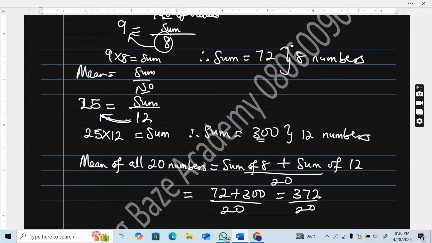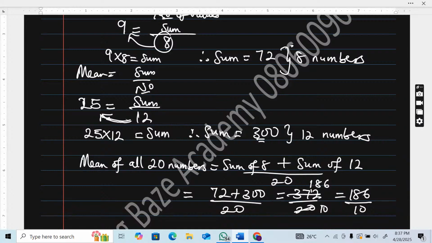2 can divide. 2 goes into 20, that's 10. 2 goes into 372, we have 186. Okay, 2 goes into 3 is 1. When you place the remainder beside 7, we have 17. And 2 times 8 is 16, we have a remainder of 1. Place 1 beside 2, we have 12. 2 goes into 12, that's 6. So now we have 186 divided by 10.